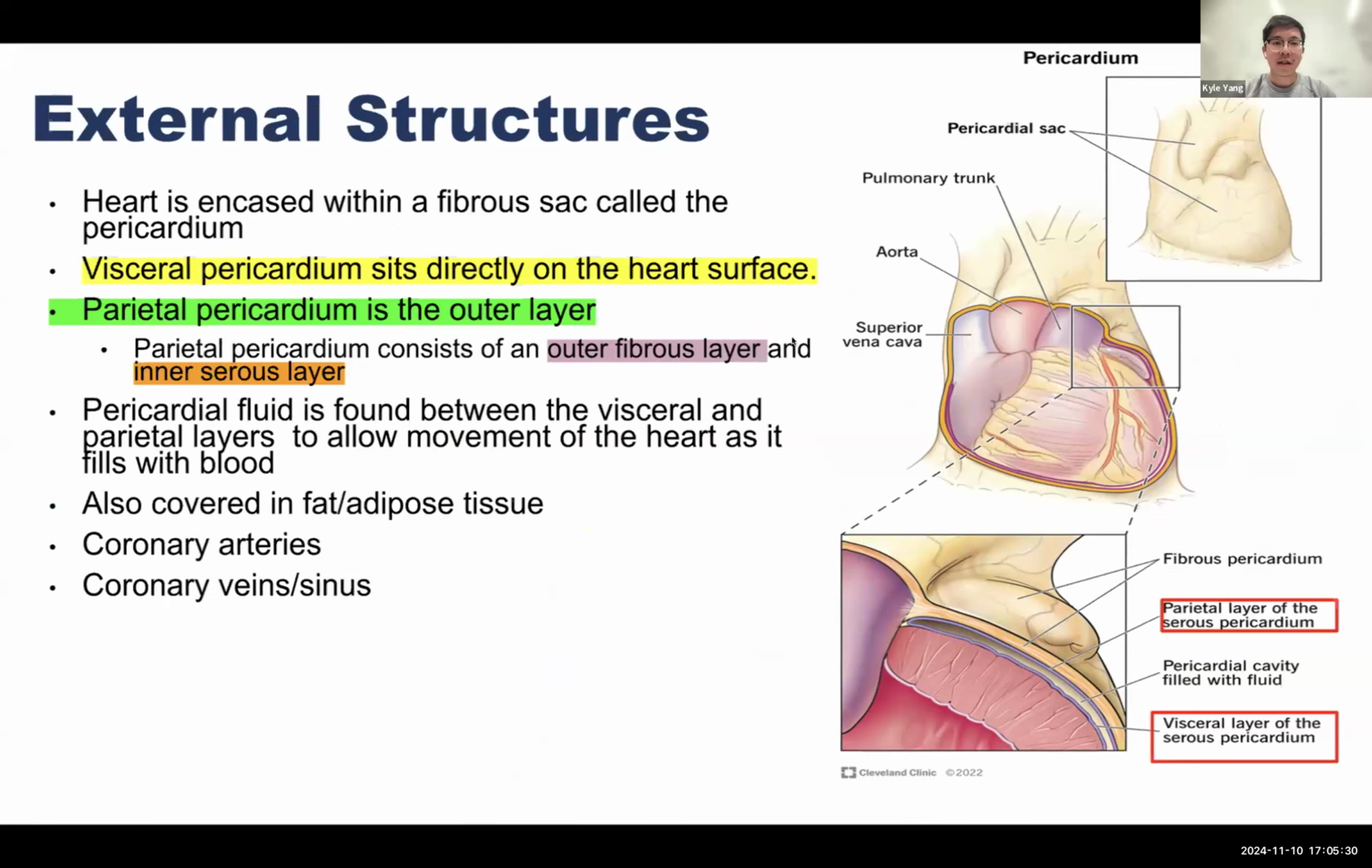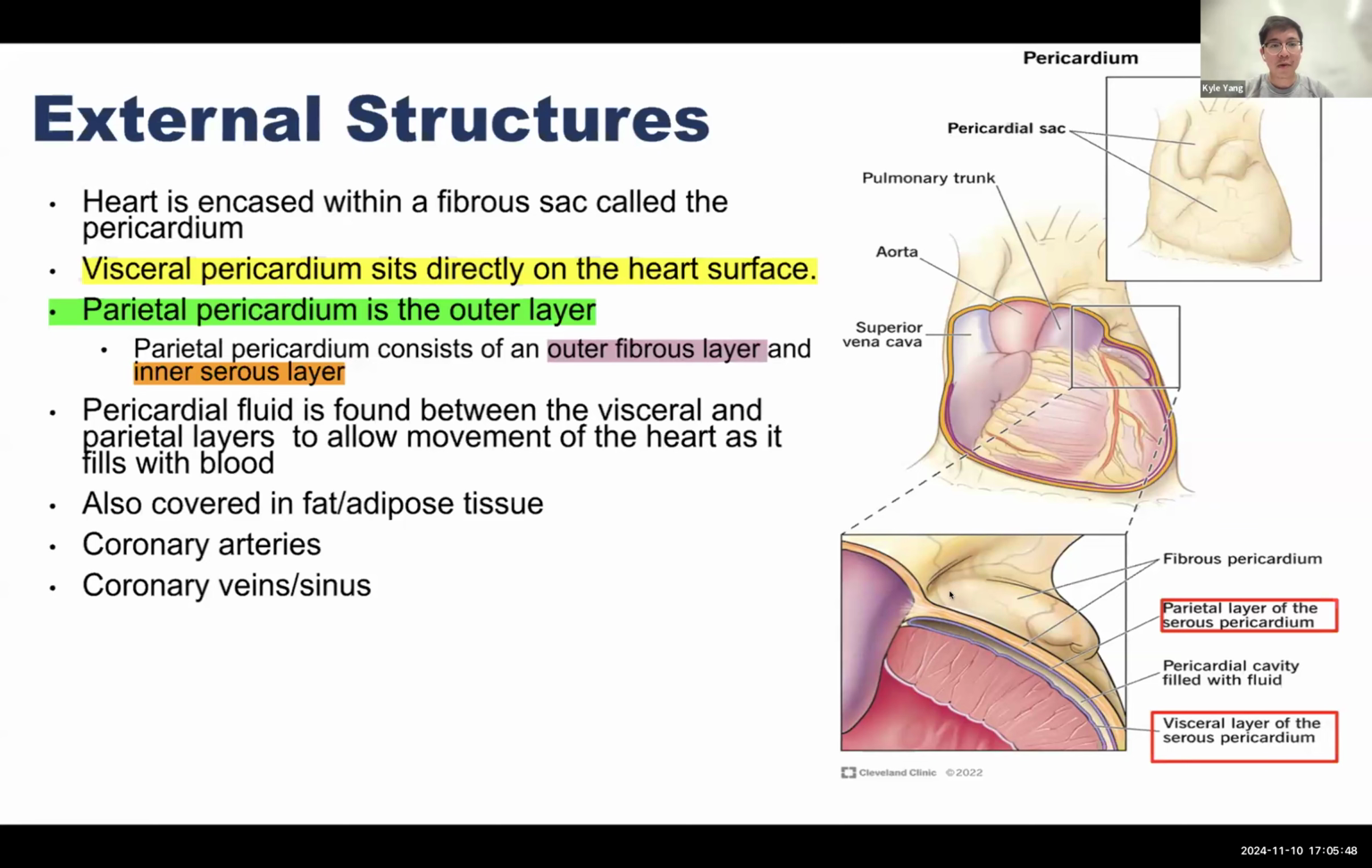Okay, moving right along to the external structures of the heart. First off, the heart is encased within a fibrous sac called the pericardium, and you can see the pericardium right in this corner where my cursor is, and so you can see it's a sac that really contains the entire organ. It really has 2 layers.